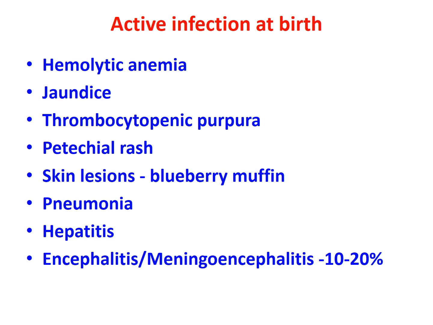During the active infection at birth, a baby may have hemolytic anemia with anemia and jaundice, thrombocytopenic purpura with petechial rashes. There are skin lesions known as blueberry muffin lesions. They may have pneumonia, they may have hepatitis. Encephalitis and meningoencephalitis is seen in 10 to 20% of cases.